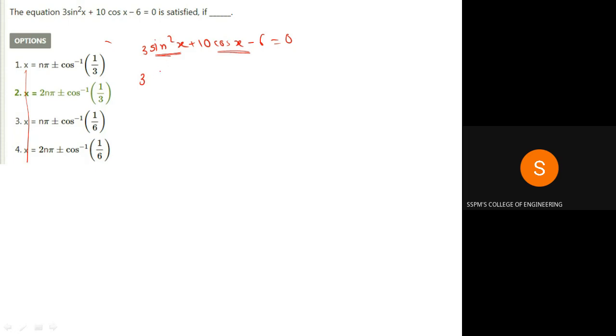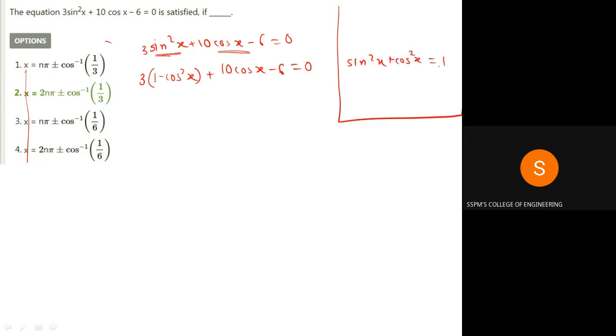So instead of sine square, what will we write? 1 minus cos square x. So we write 1 minus cos square x plus 10 cos x minus 6. Since sine square x plus cos square x is equal to 1, we can write sine square x is equal to 1 minus cos square x. Isn't it? So we can write 1 minus cos square x instead of sine square x.